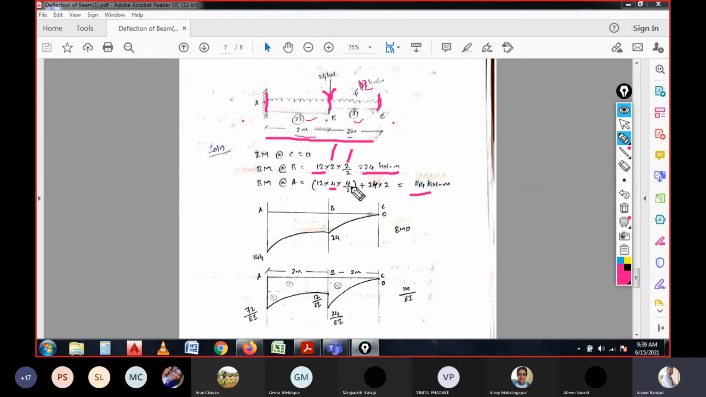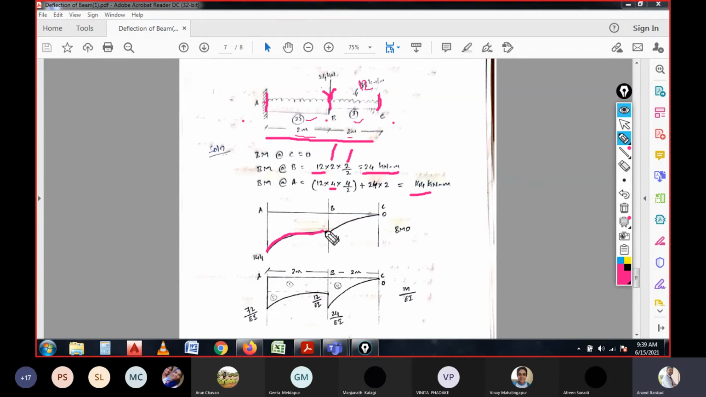So the maximum moments at A and at B are 144 and 24 respectively. If you draw the BMD for this beam, it will be like this: 144 at A, the total bending moment 144, and it is parabolic because of the uniformly distributed load.